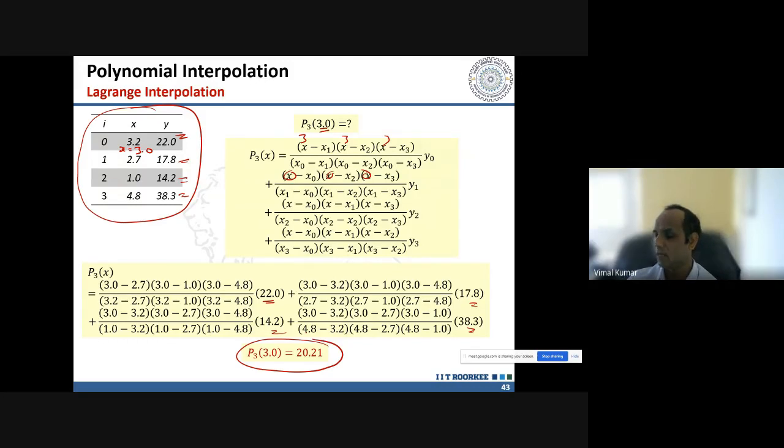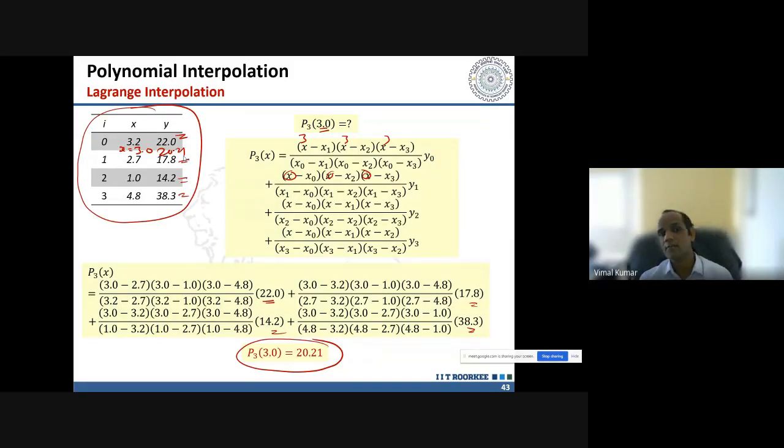If you see, remember in the beginning we have taken the same example where at x equal to 3 we have polynomial value 20.21 we obtain. So you can say that this is how, for non-evenly spaced data points, we can develop a polynomial and how we can use it actually.